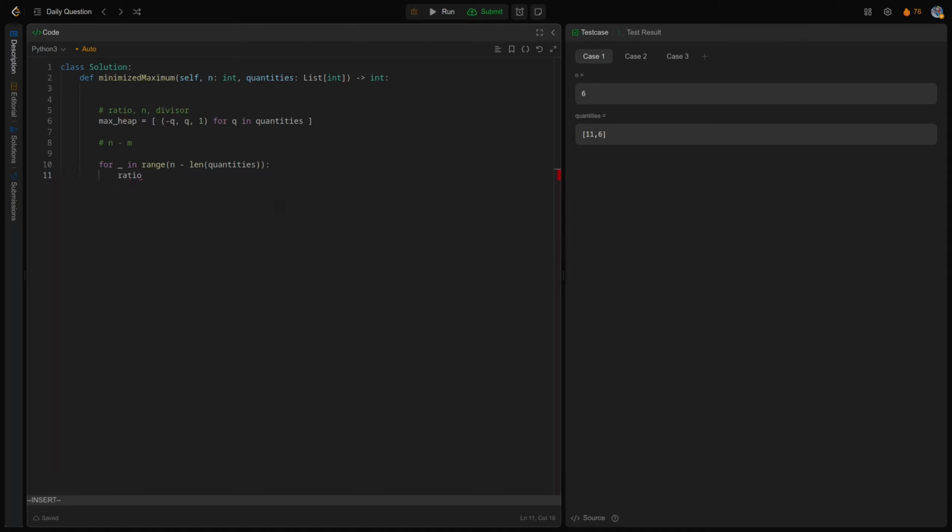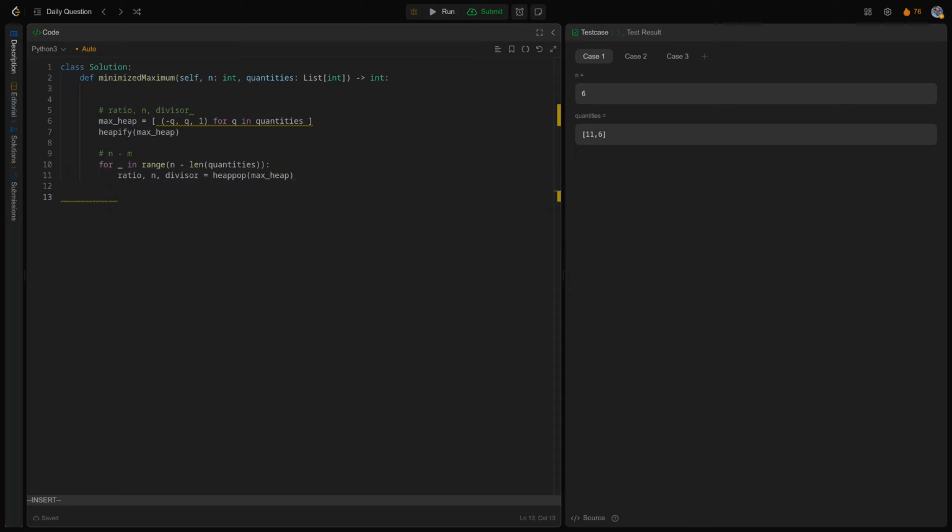So ratio. This is unpacking right here. So n, divisor, and that is just going to be heap, heap pop, max heap. Also, I forgot to heapify this, so let's just do that right over here. Heapify, max heap, and we'll keep that and paste it right there, just so that's clear.